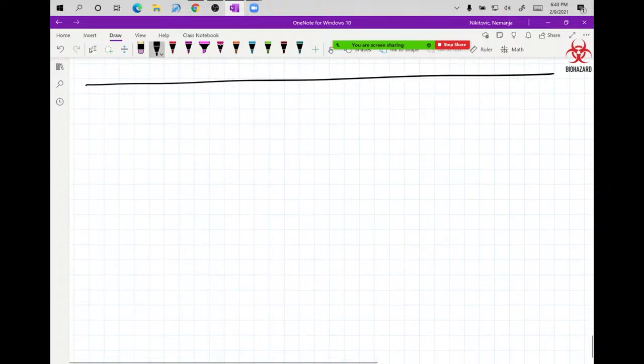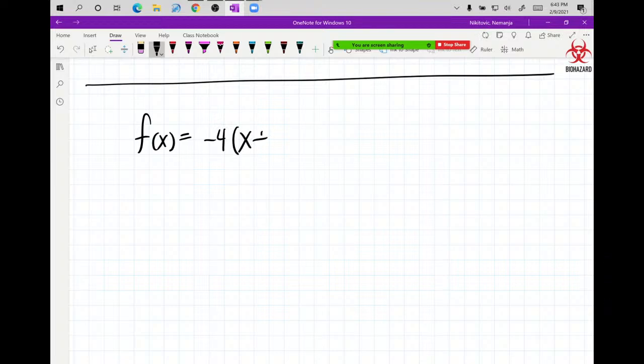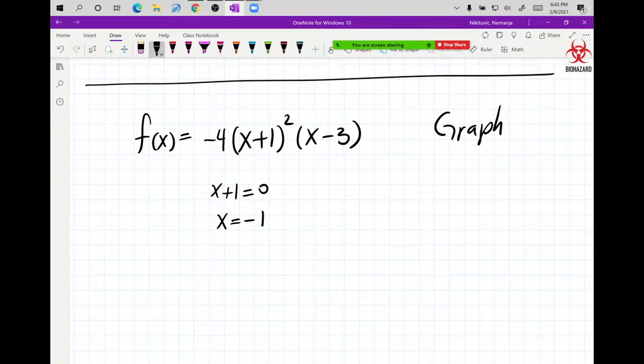I'm going to come up with an already factored problem because I can. Negative 4 times (x plus 1) squared times (x minus 3). Graph. See, I have 2 negative 1 roots now. Okay, let's use the zero product rule. We have x plus 1 equal to 0, x equals negative 1, and I'm going to put this in blood, m2 next to it. And this one is x minus 3 equals 0, x equals 3. And I'm going to put this m1 next to it.